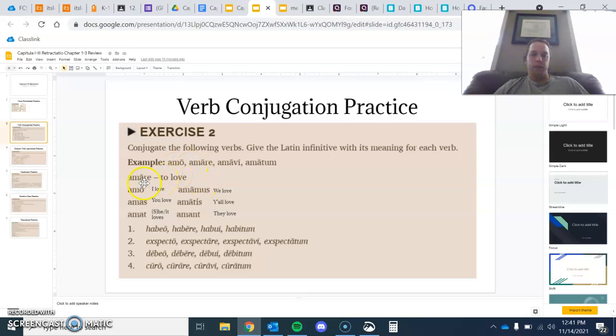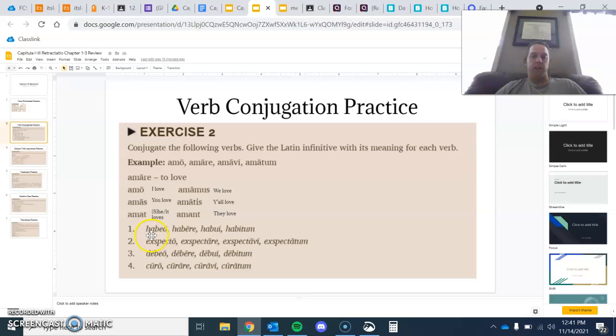You give the infinitive, amare, to love, and then you fully conjugate it: amo, amas, amat, amamus, amatis, amant. And those endings are important. Remember, O, S, T, mus, tis, nt. If it ends with O, that means I'm doing it. S means you are doing it. T means he, she, or it is doing it. Mus means we're doing it. Tis means y'all are doing it. And nt means they are doing it.